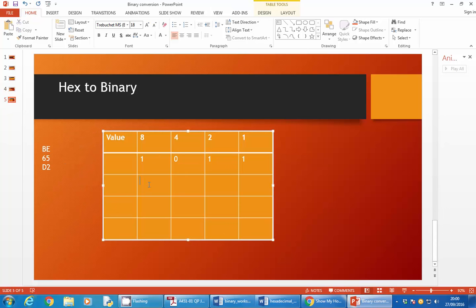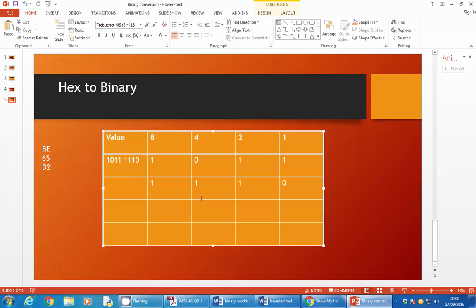So we need to make 14. We need an 8, we need a 4, that's 12. We need a 2, that's 14. And we don't need a 1, so that's going to be 14. Okay, so if we put this together, it would be something like 1, 0, 1, 1, 1, 1, 1, 0. So that's the binary equivalent of BE. Let's do 65.